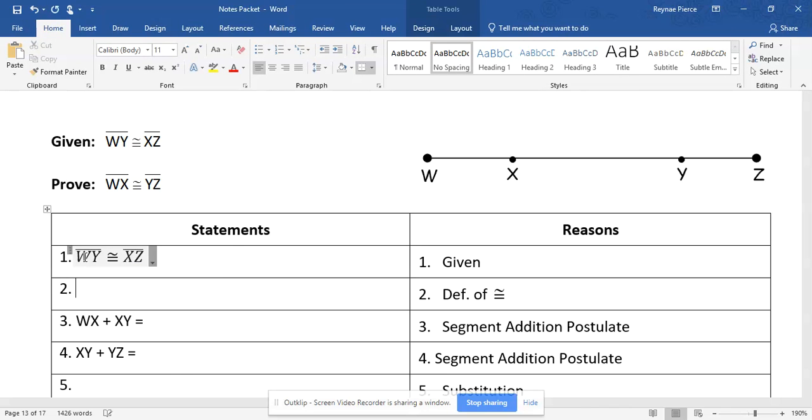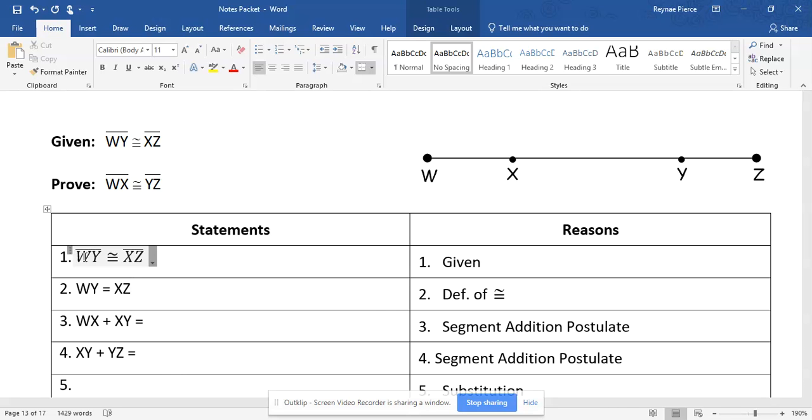if two things are congruent, we can automatically say that the two lengths are equal to each other. So in the second statement, we're going to say that the length of WY is equal to the length of XZ, and that is by the definition of congruency. Based on that given information, there's not a whole lot more we can go off of.